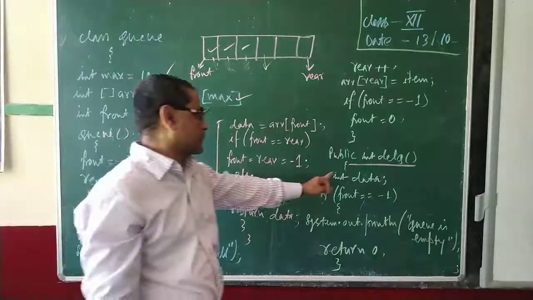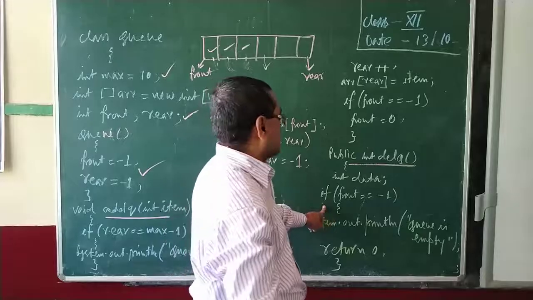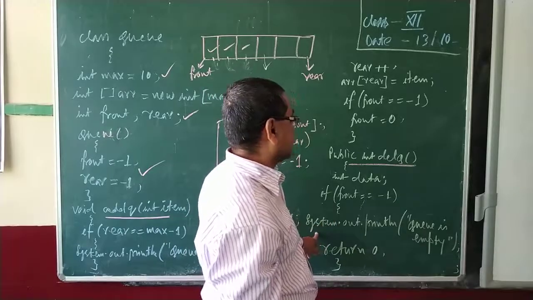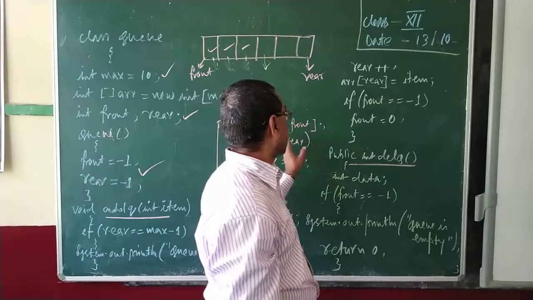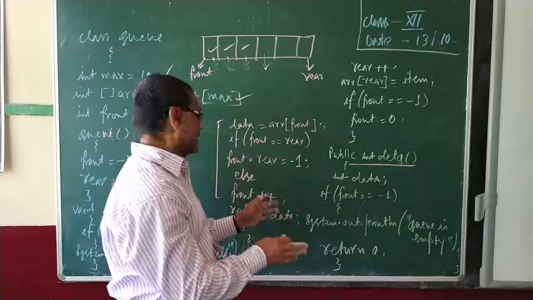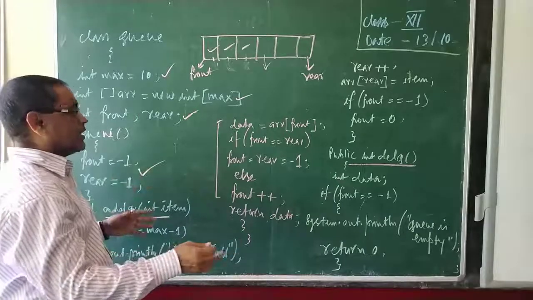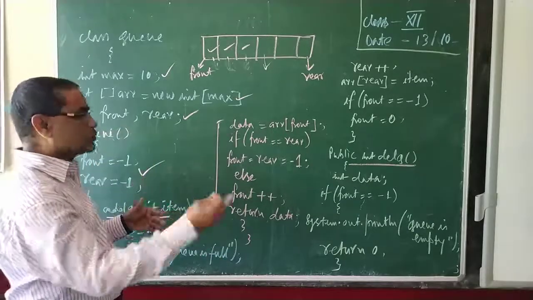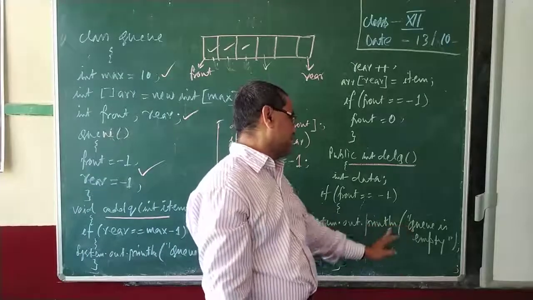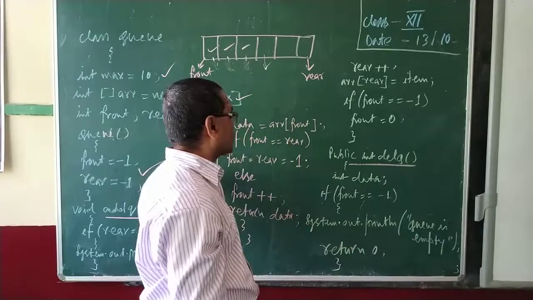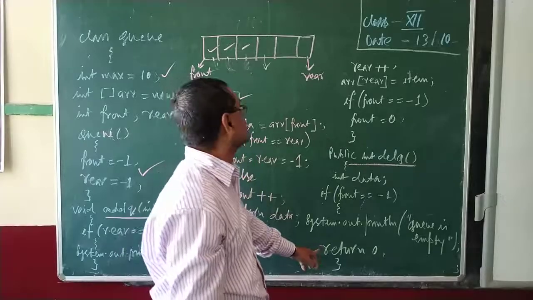In that case, this is another function, int del q, with one variable data. If front equal to -1, then System.out.println "q is empty". When will front be equal to -1? When there is no add. If you don't first add any data, front and rear remain -1, because when we call add q, front and rear change. You have to insert some data, otherwise you cannot delete. So if front equal to -1, print q is empty. Means if you call the del function first, front is -1, it is empty, no data, and return 0.